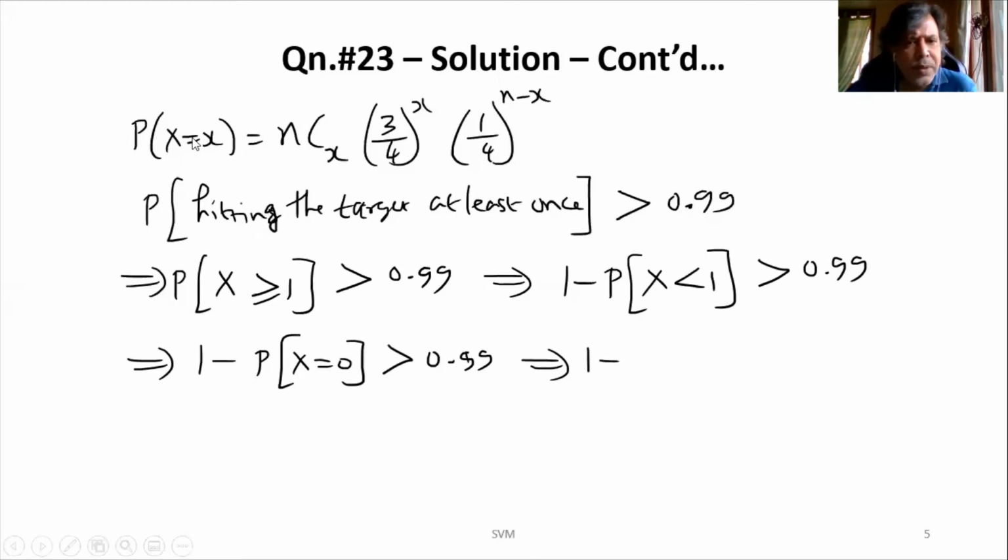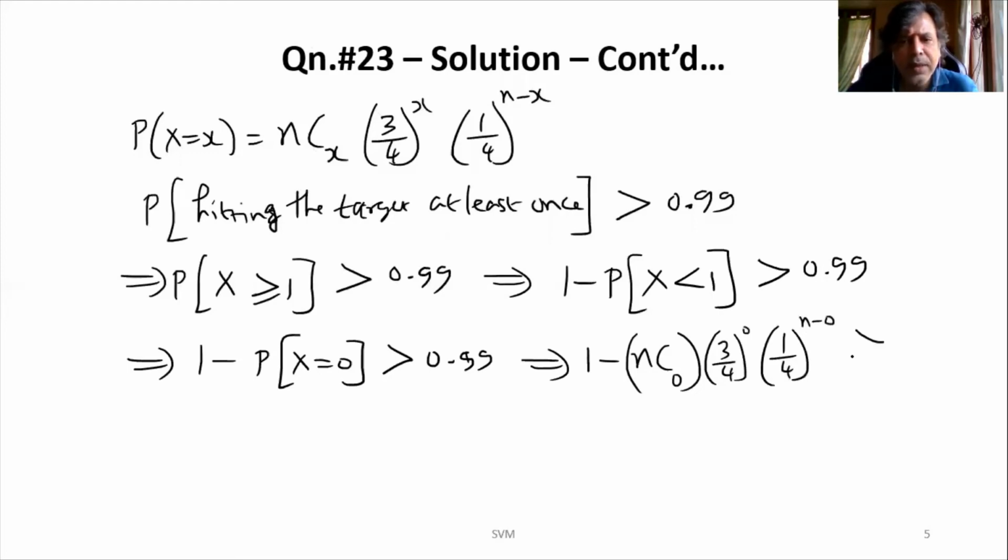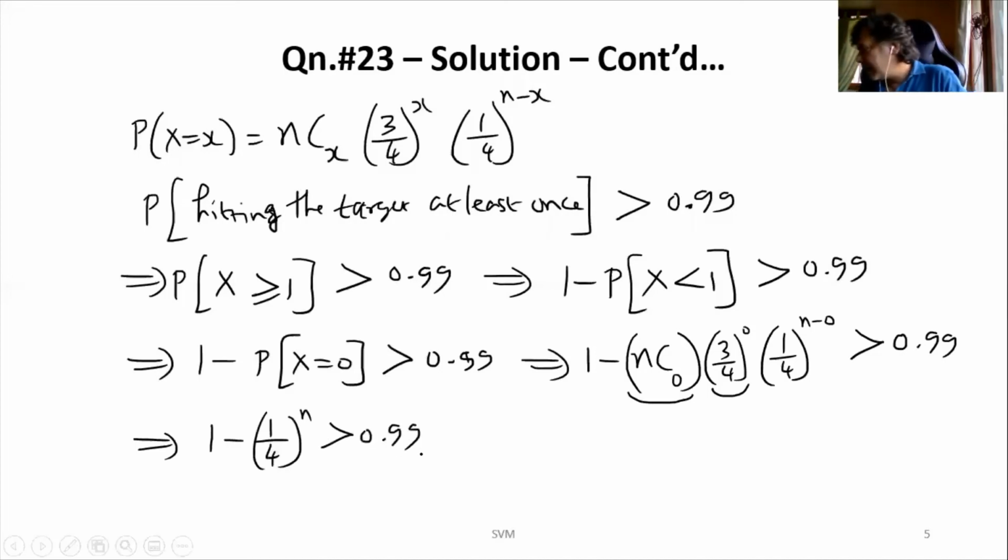Let me substitute X for 0 in the above function. That means nC0, then (3/4)^0, then (1/4)^(n-0), that will be greater than 0.99. So again, how do I write it? It is 1 minus, this value is 1, this value is also 1. So 1 into 1 will be 1 only. And here you will have (1/4)^n. This is greater than 0.99, right?